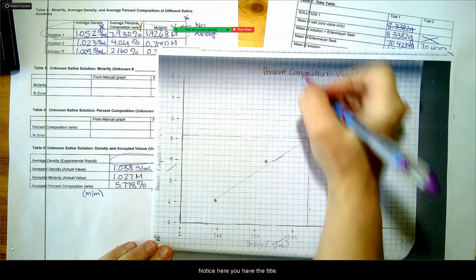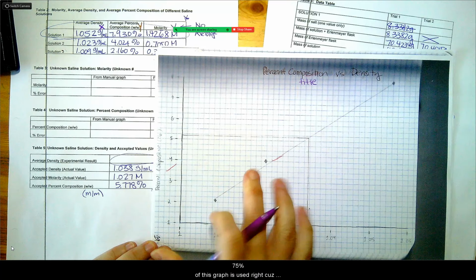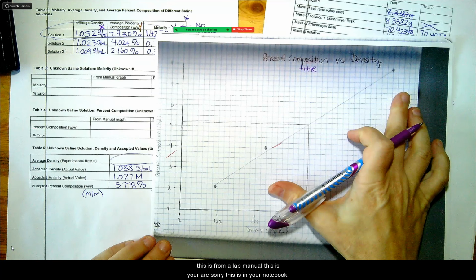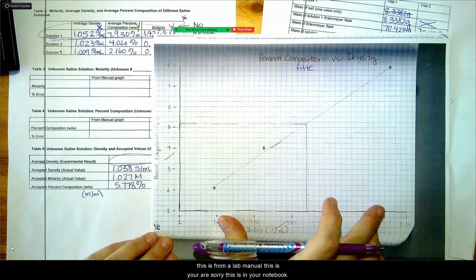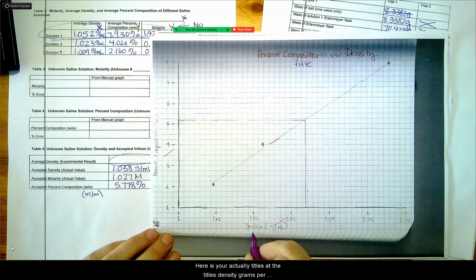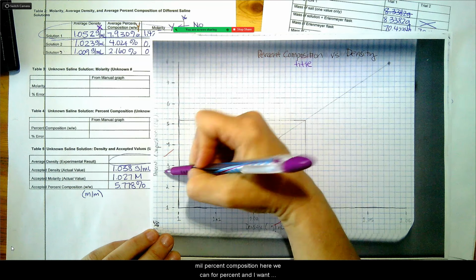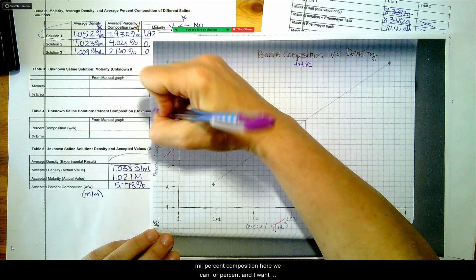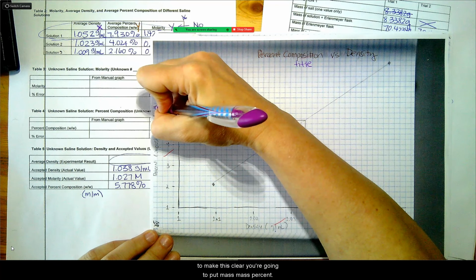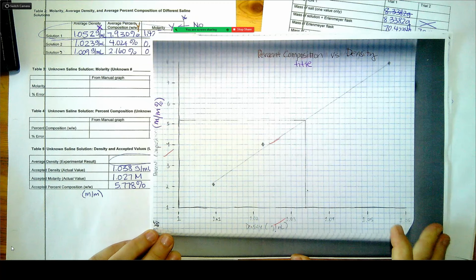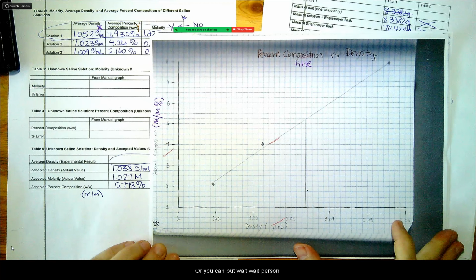Notice here, you have the title. 75% of this graph is used, right? Because this is from a lab manual. This is in your notebook. Here are your axis titles, density, grams per mil, percent composition. Here we can put percent, and I want to make this clear, you're going to put mass percent. Okay, or you can put weight percent.